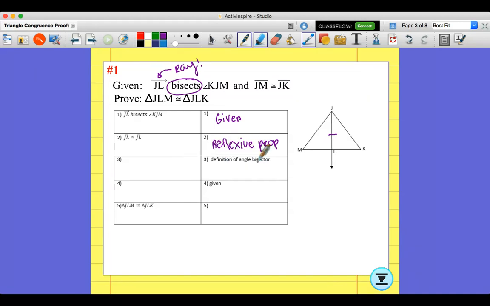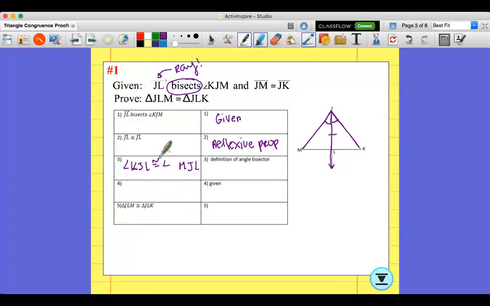Okay. Definition of angle bisector. Did it say angle bisector somewhere? Oh, JL. Right here. It bisects this angle right here. Well, if you bisect an angle, it is cutting an angle in half. If I cut an angle in half, I get 2 parts of that angle. 2 congruent parts, right? Like I get 2 halves of the angle. So I'm going to end up with this angle and this angle being congruent. Well, how do you name them? Angle KJL is congruent to angle MJL by definition of angle bisector.